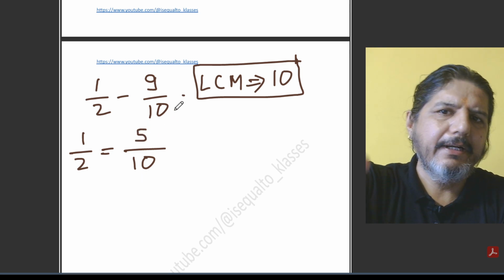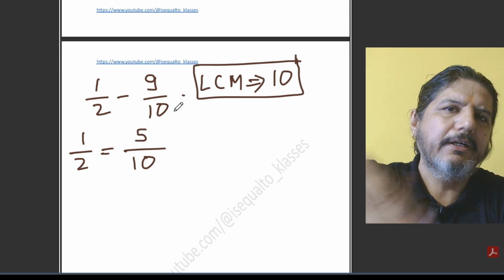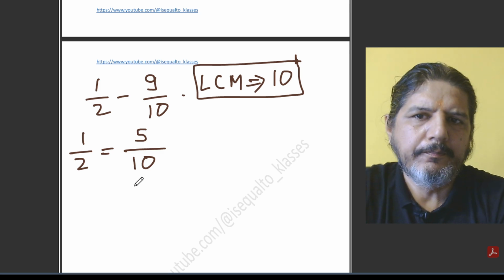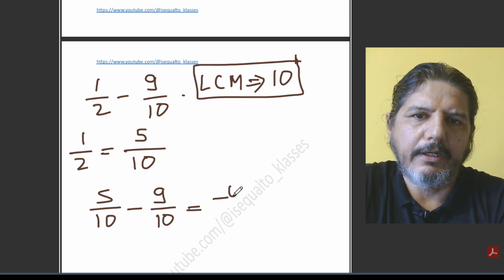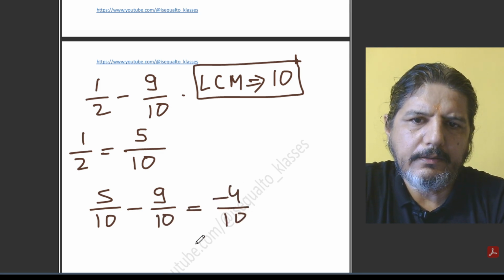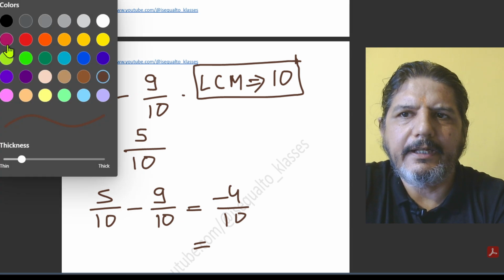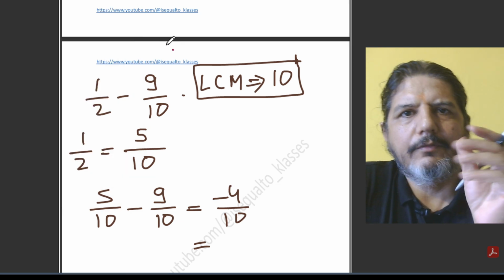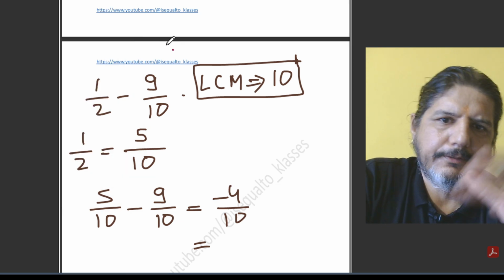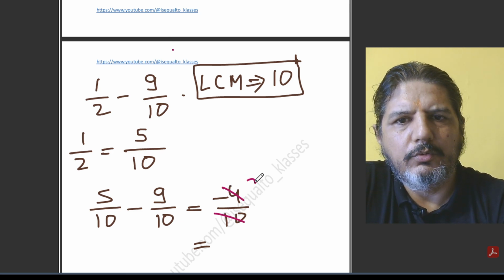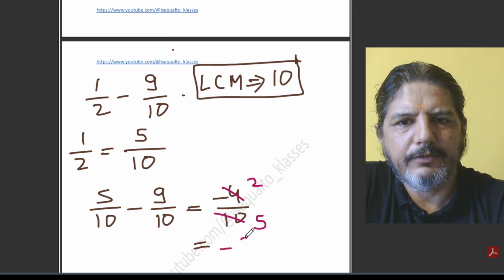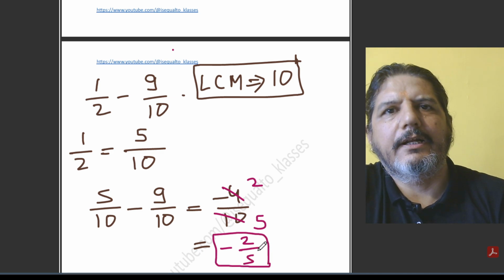Now see, in 9 by 10 the denominator is already 10, so I don't need to convert it. So I will write this as 5 by 10 minus 9 by 10, and this would be equal to minus 4 by 10. What is always advisable is that if you have a fraction which has common divisors, the common divisors have to be taken out. So the common divisor is 2. 2 2s are 4, 2 5s are 10. So minus 2 by 5. Final answer.